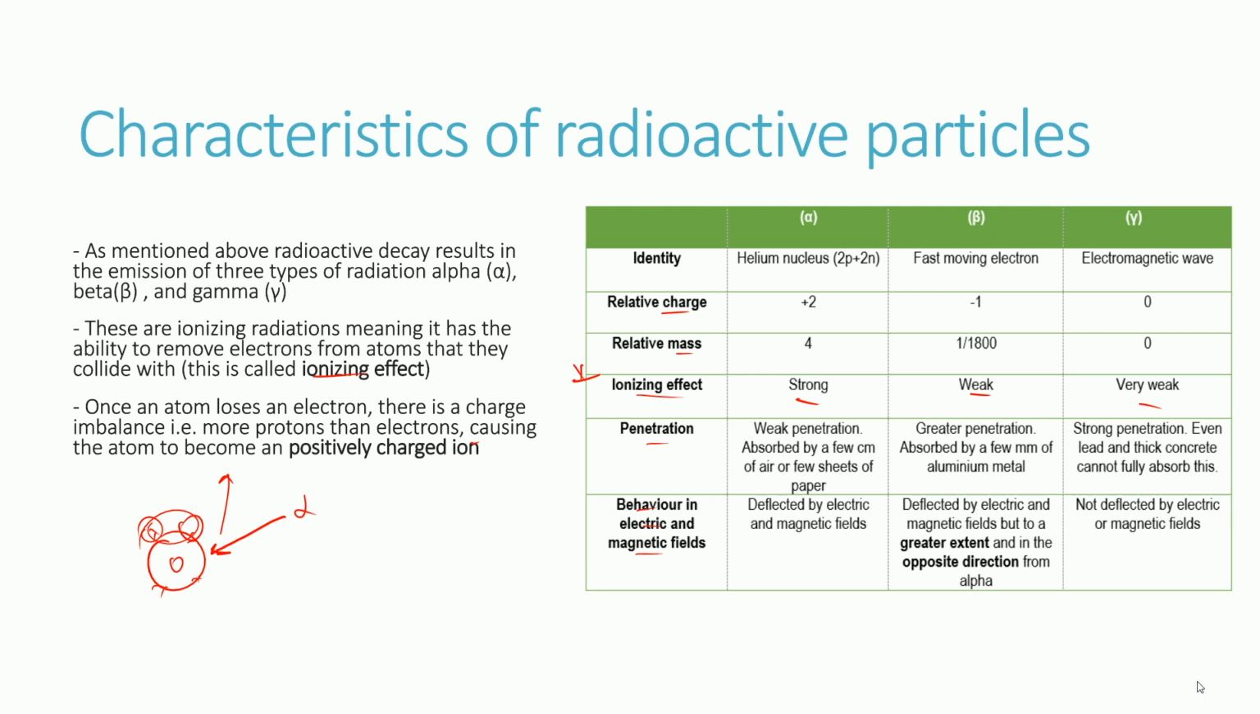When we take a look at penetration, it's sort of the opposite compared to the ionizing effect. The alpha particles have the weakest penetration. They become absorbed very quickly. Beta particles show greater penetration, and gamma rays show very strong penetration.